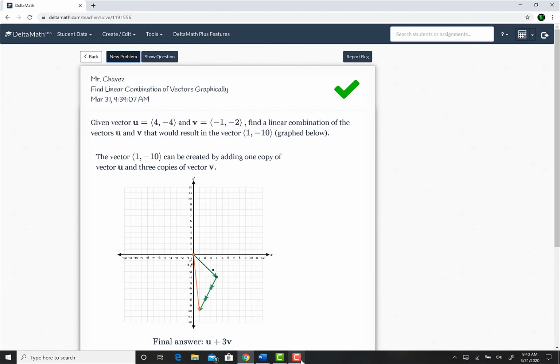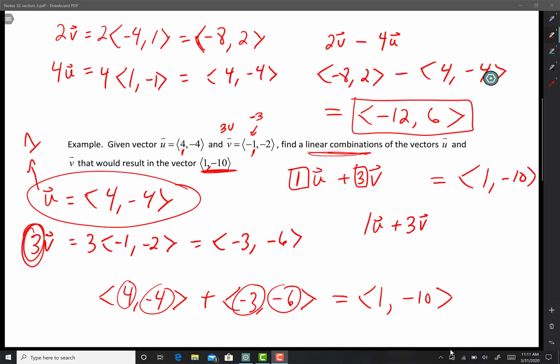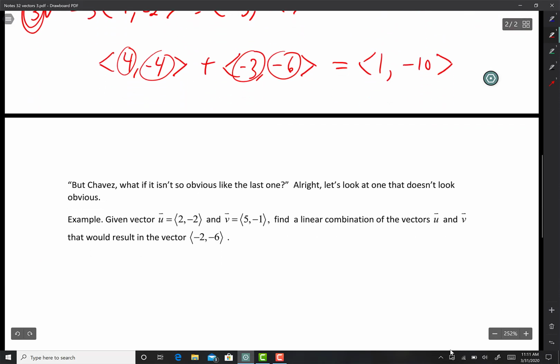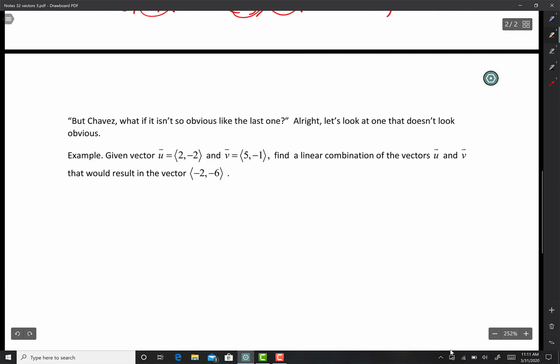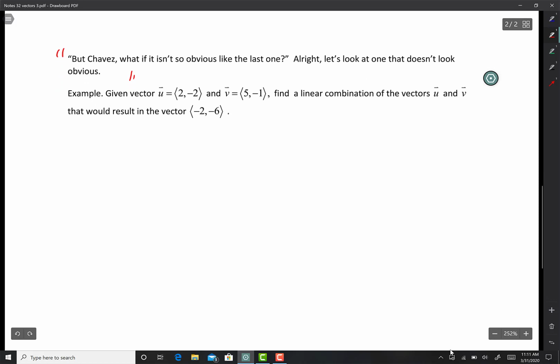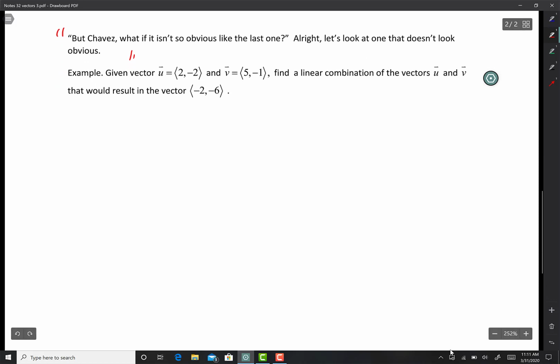Cool. Very cool, guys. All right, let's continue. All right, here we go. Okay, so that one was pretty easy. So now here's a tough one. So this is supposedly you guys talking, right? But what if it's not? What if it isn't so obvious like the last one? All right, so here is one where it's not obvious.